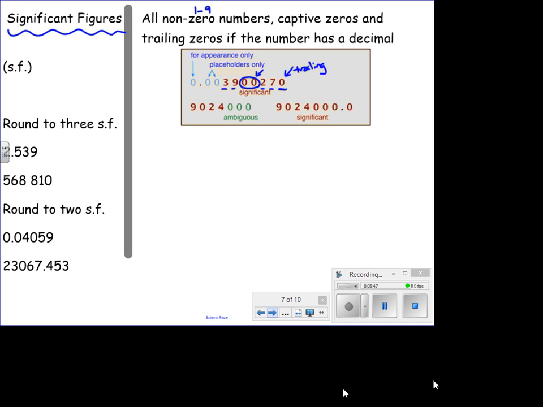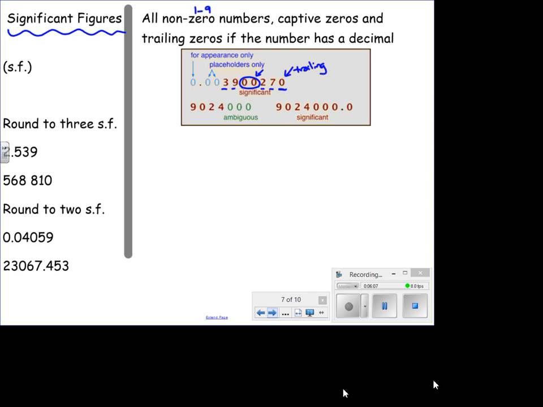But none of the zeros in front are significant, and that's just because they're placeholders, okay? They're not telling you where this number is starting. They're not telling you where the number ends. They're just saying, hey, I'm going to hold this place because we're beginning at the 3, which is in the thousandths position, okay? So we're not going to count those as significant.